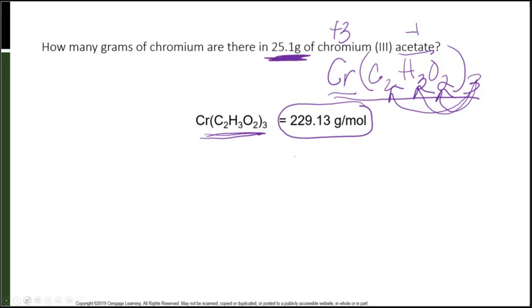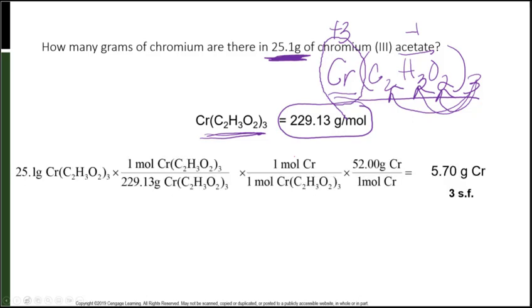So why don't you pause and see if you can figure out how many grams of chromium there are? So this is a little bit tricky. We want to find out how many grams of just chromium is in chromium acetate. So let's look at how we did this. We went from grams of chromium acetate, grams to moles of chromium acetate. Now look, in 1 mole of chromium acetate, there is 1 chromium. So we can say that there's 1 mole of just Cr.